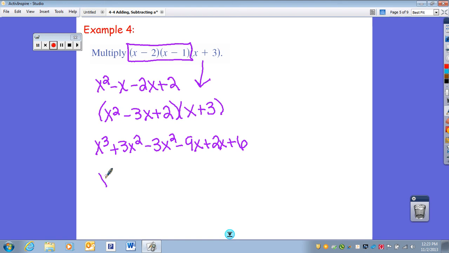Now we'll combine like terms. We have an x cubed, 3x squared, and a negative 3x squared have a sum of 0. Negative 9x plus 2x gives me negative 7x. And finally, I have my constant term, which is 6. So this would be my simplified form in standard form.